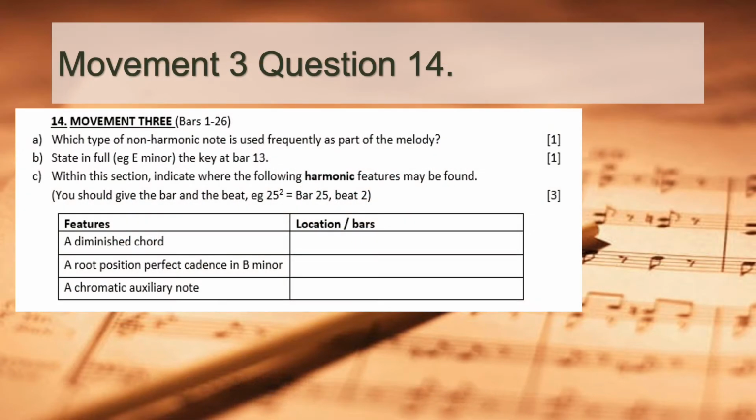Okay, so movement 3, question 14 is the first one, and the bars are bars 1 to 26. So make sure you can find them in your score. It's pages 51, 52, 53, and 54, up to halfway across 54. Those are the pages that you need.